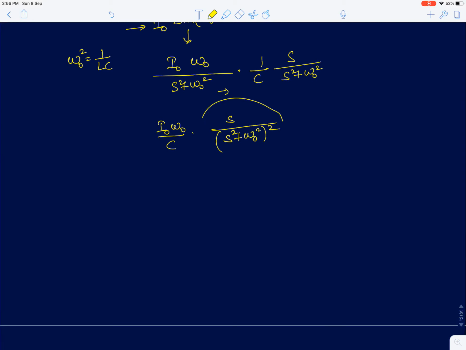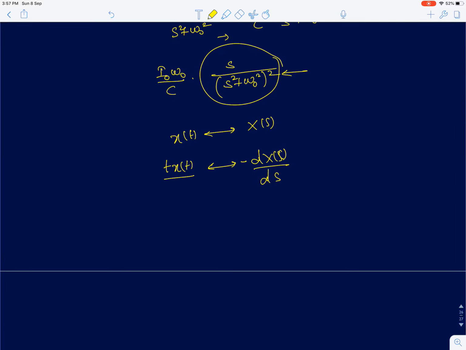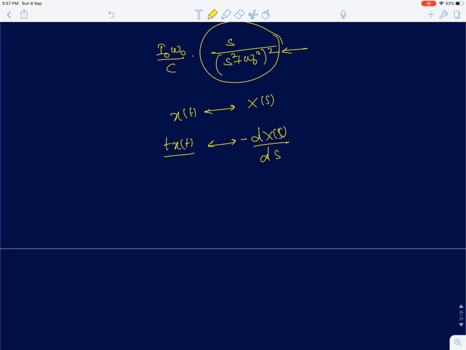Now how do you find the inverse Laplace transform of this function? I'll use one of the theorems in Laplace transforms: if a signal x of t has a Laplace transform of capital X of s, then minus dX of s upon ds is the Laplace transform of t into x of t. It's a very simple and easily provable result. You can check for yourself.